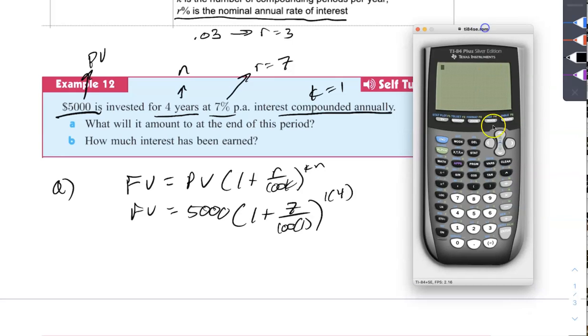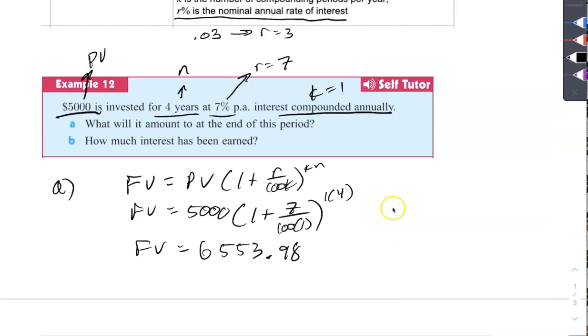It's an application problem, so we're going to use our calculator. We get 5,000 times 1 plus 7 divided by 100, all to the 4 power, and we get $6,553.98. There is money, so we're putting the cents. So we made about $1,500 after 4 years.